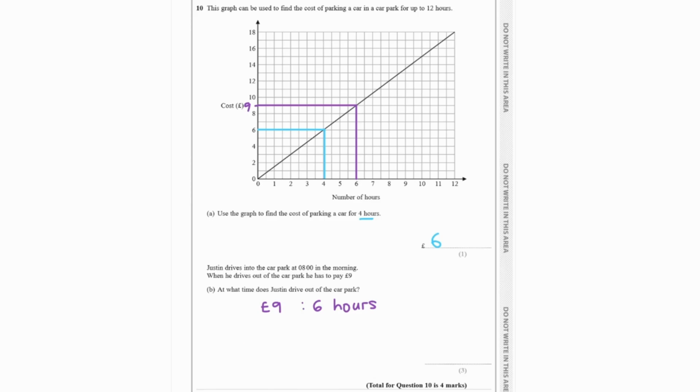And the question is asking us what time Julian drove out of the car park. Therefore, if he entered at 8, we would add on 6 hours, and that would take us to 14 o'clock. Part A was a 1-mark question, and Part B was a 3-mark question, where we would get the first mark for finding that he spent 6 hours in the car park, a second mark for identifying that we would have to add the 6 hours onto 8, and a third mark for a correct final answer of 14 o'clock.